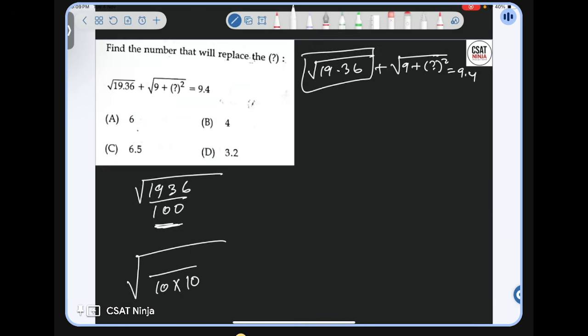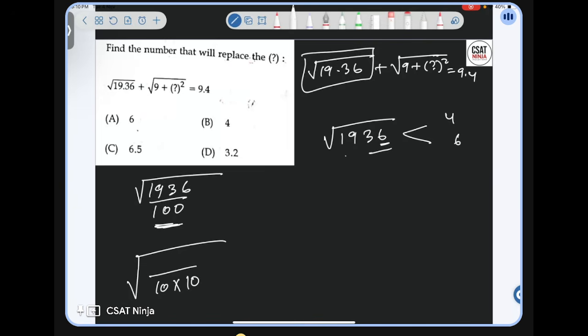But what's the square root of 19? You need to find the square root of 1936. How do we find this? If a number is ending in 6, that means the square root of that number will end in either 4 or 6.